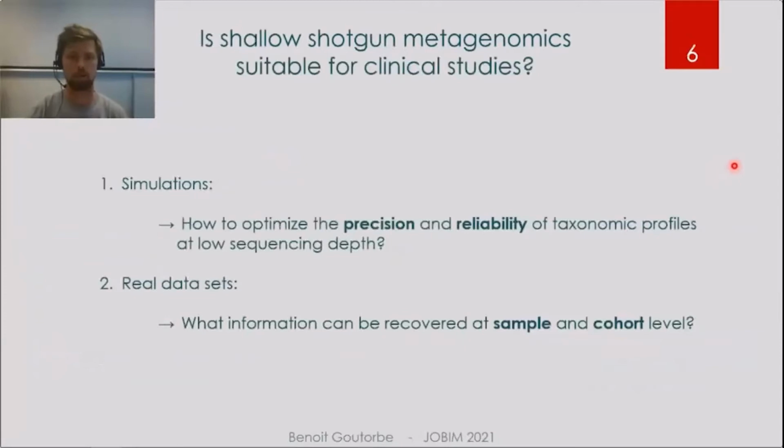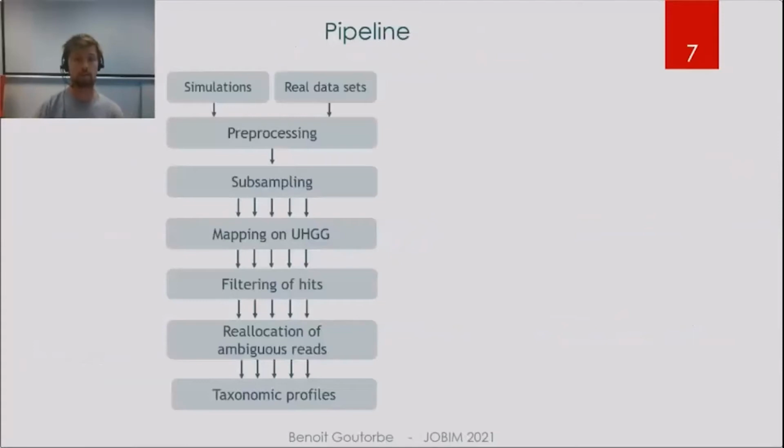There are still some open questions, and we wondered whether shallow shotgun metagenomics was suitable for clinical studies. To answer that, we first used simulation to see how we could optimize the precision and the reliability of taxonomic profiles at low sequencing depths, and then we used real data sets to see what information could be recovered at the sample level and at the cohort level. This is the pipeline we used.